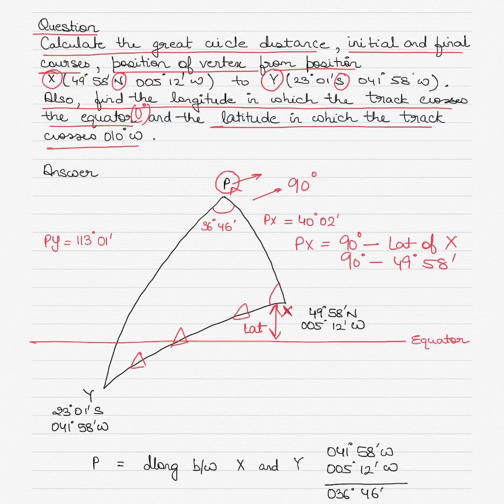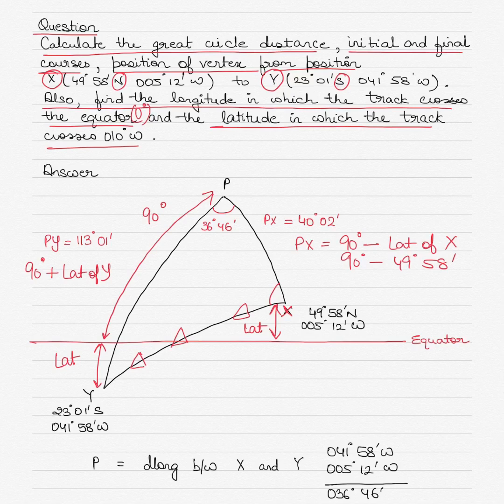I'll keep erasing these so that you guys don't get confused and it's not too cluttered. Similarly for py, P to the equator is 90 degrees. From the equator to y is the latitude of y, which is 23 degrees 1 minute south. So py would be in this case 90 degrees plus latitude of y. P to the equator is 90 degrees, and from the equator to y is the latitude of y, which is 23 degrees 1 minute. So 90 plus 23 would give you py, which is equal to 113 degrees 1 minute.